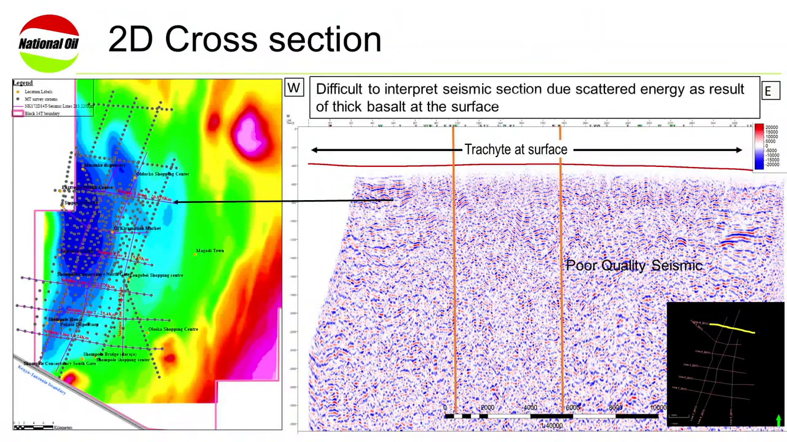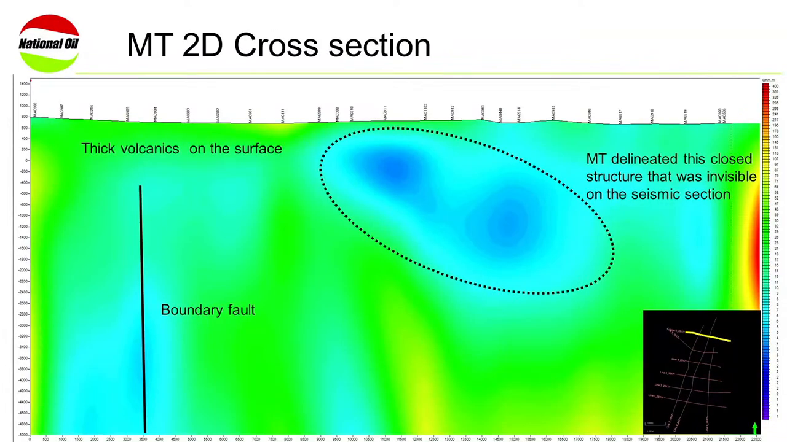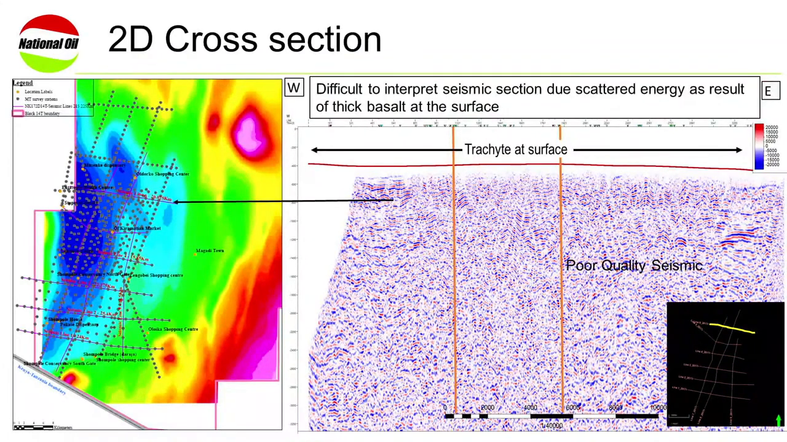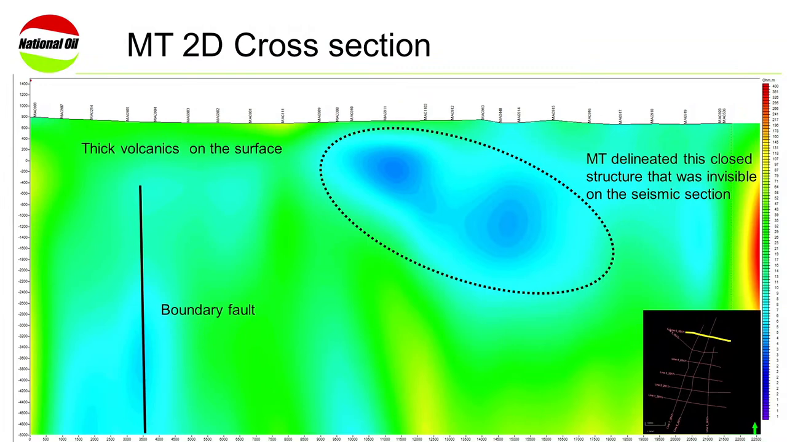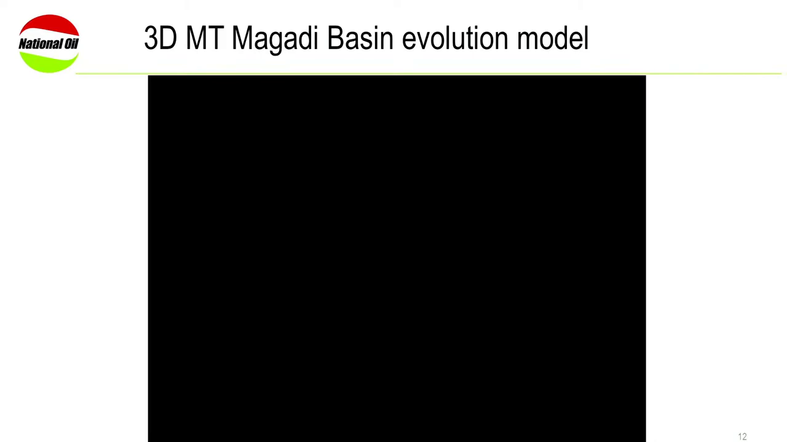Now, when we had seismic, look at that seismic section. It was very difficult to see any structure. But look at what MT is able to do. Initially you think maybe there is nothing there, but because of the thick layer of basalt in that area, it could not allow the seismic energy to penetrate. So you could not record any information. But look at MT, it's able to delineate the volcanic layer up there. Then there is a structure beneath it that you can clearly see. Maybe you can play that.